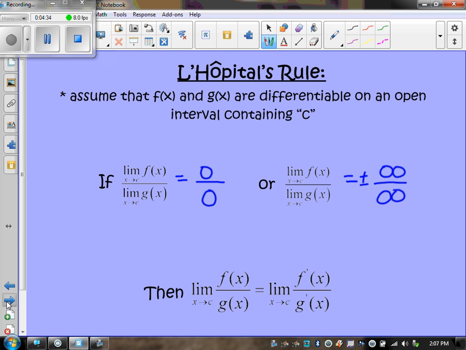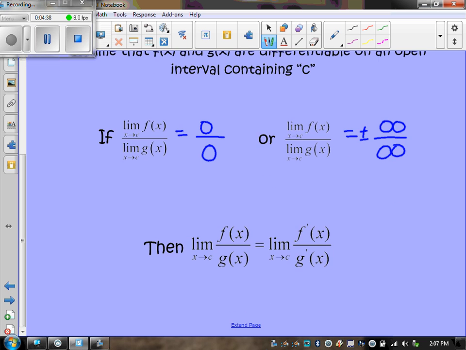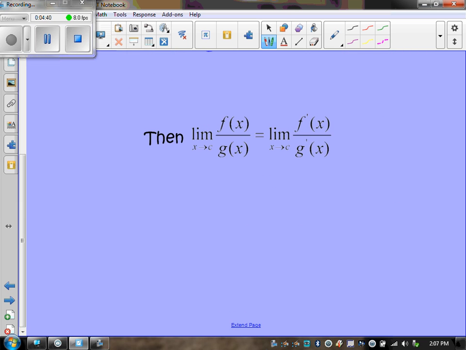If you do direct substitution and you end up getting one of these scenarios, the limit of these two things divided is going to end up being the same thing as the limit of their derivatives divided. So what I can do is take the derivative of the top, take the derivative of the bottom, and redo my limit. And I should end up getting the right answer.